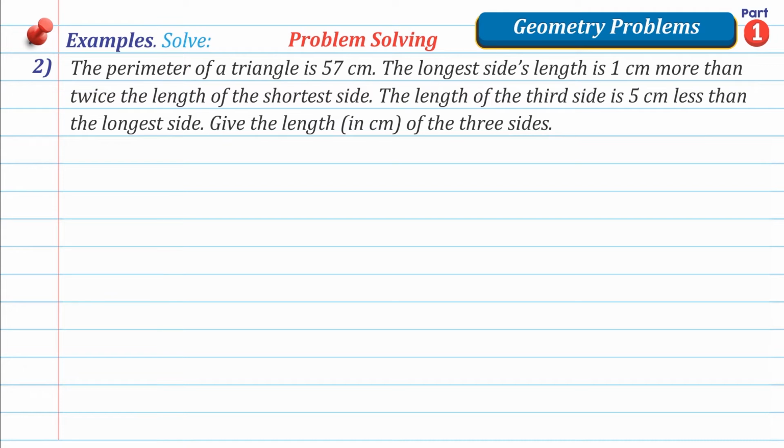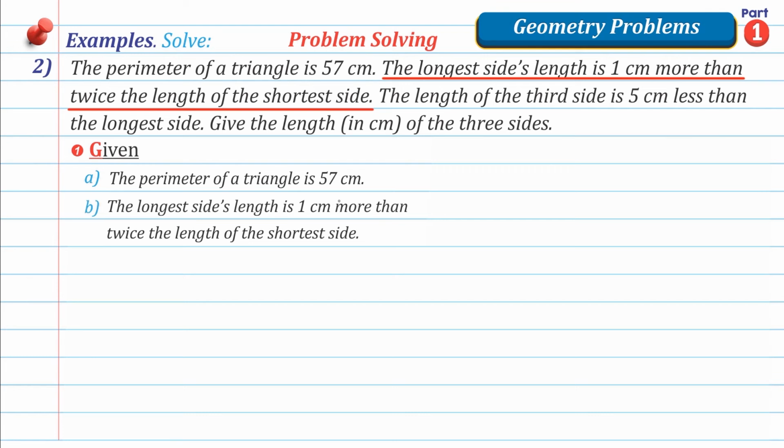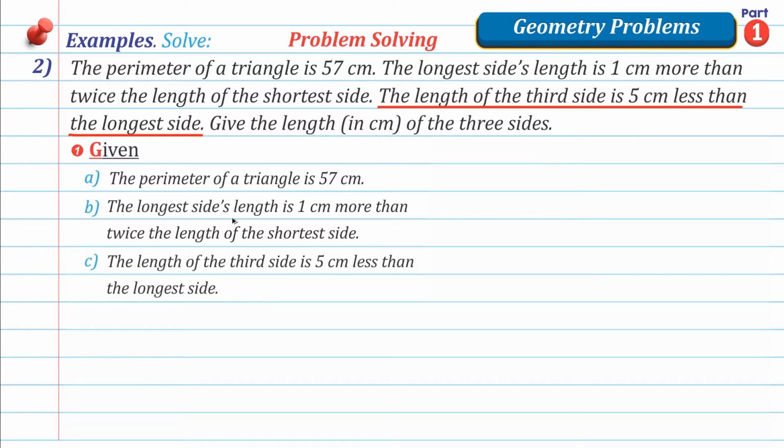Okay, let's try to use the 5 steps in solving this problem. First step, given. It's practically reading the problem again. The perimeter of a triangle is 57 centimeters. Let's write it here. Next, the longest side's length is 1 centimeter more than twice the length of the shortest side. Let's write it here and analyze it later na lang. The length of the third side is 5 centimeters less than the longest side. Let's write it here. And finally, give the length in centimeters of the 3 sides. That's required. Okay, first step done.